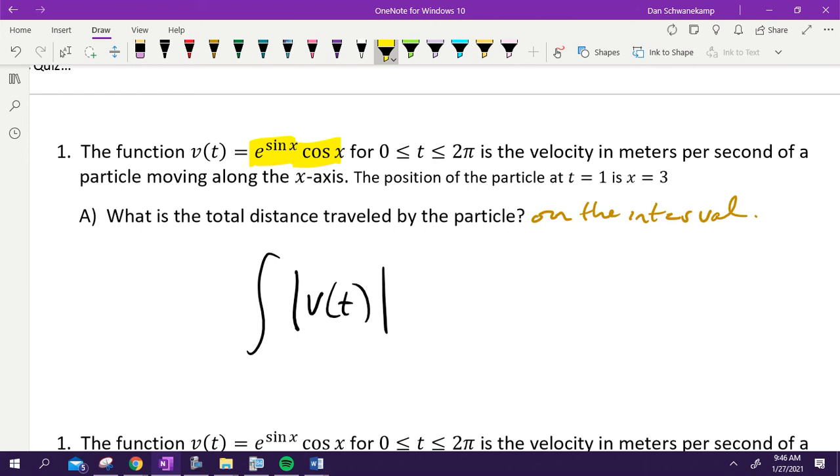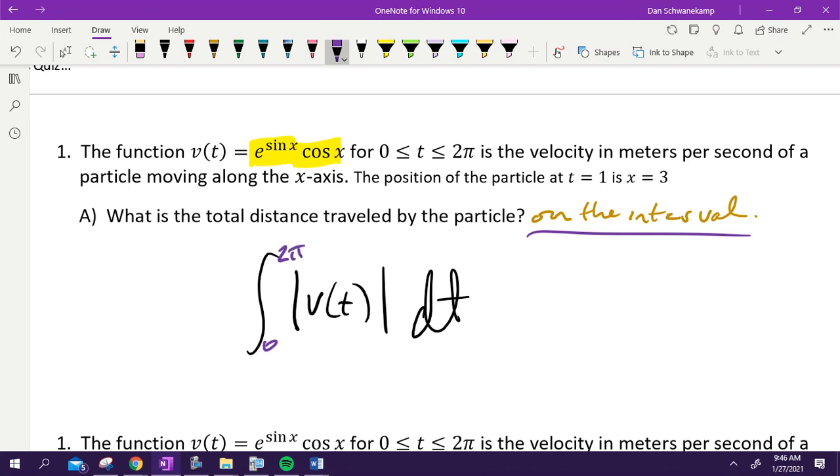That would be wrong. And so if it tells you v of t, then just write v of t, because if you write down the wrong equation, it's wrong. Okay? We throw a dt at the end always. We want total distance traveled on the interval. What's my interval? 0 to 2 pi. I don't need anything else.